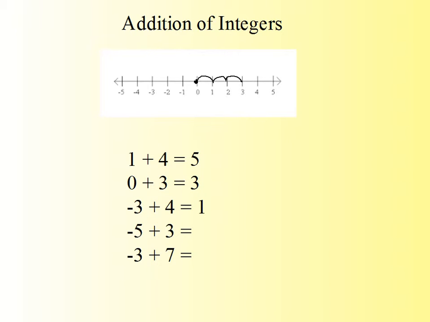We knew that already. Well, here in our third example, we're starting on a negative number. We shouldn't be worried about that at all. We're starting on negative 3. We're moving 4 times in the right direction. 1, 2, 3, 4. And so we're going to end up on 1. So negative 3 plus 4 equals 1.